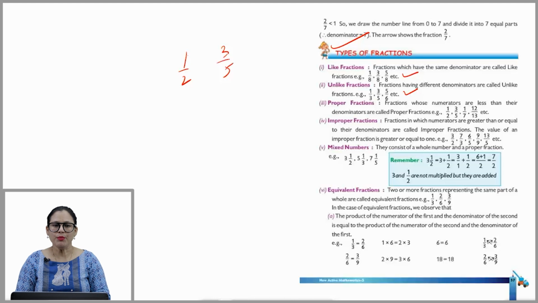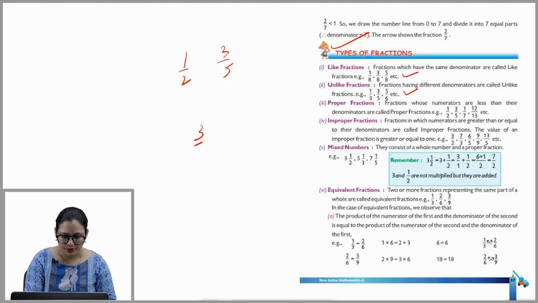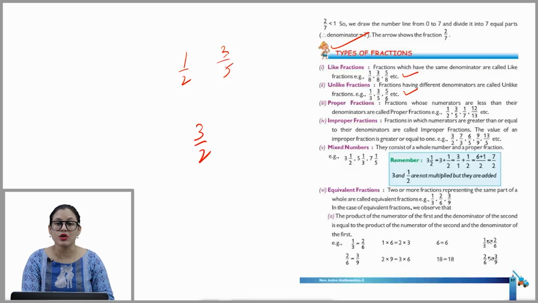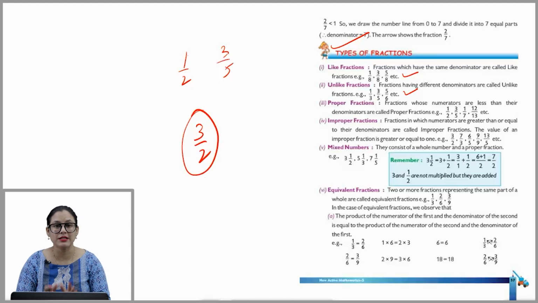Okay. Number 4, improper fractions. Fractions in which numerator is greater than or equal to their denominators are called improper fractions. The value of an improper fraction is greater than or equal to 1. For example, 3 by 2. Numerator is greater than denominator. This is an improper fraction and its value is greater than 1.